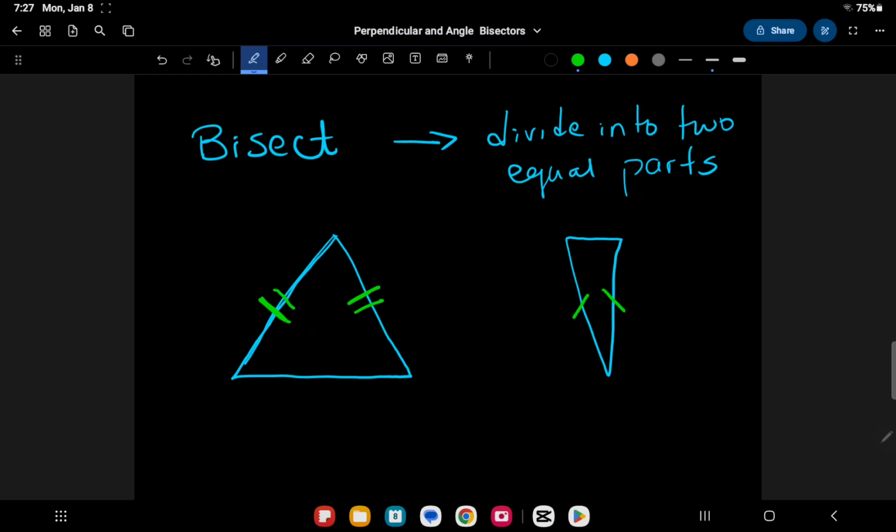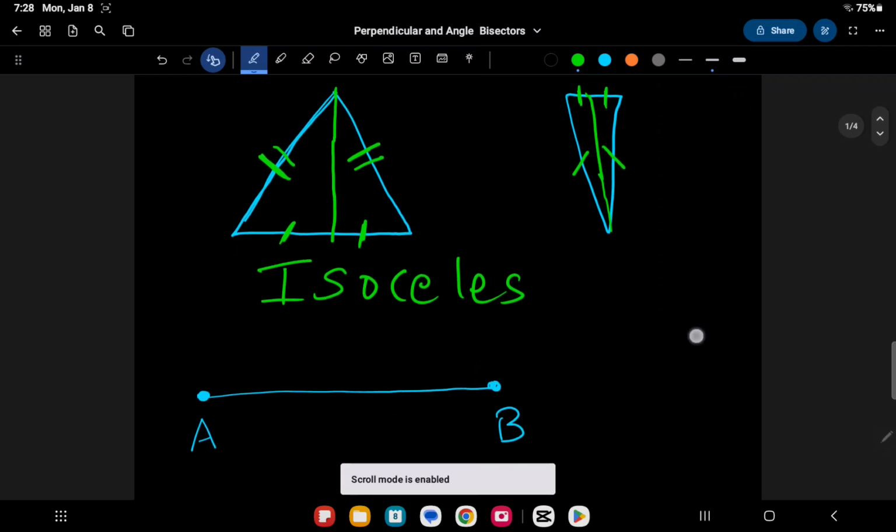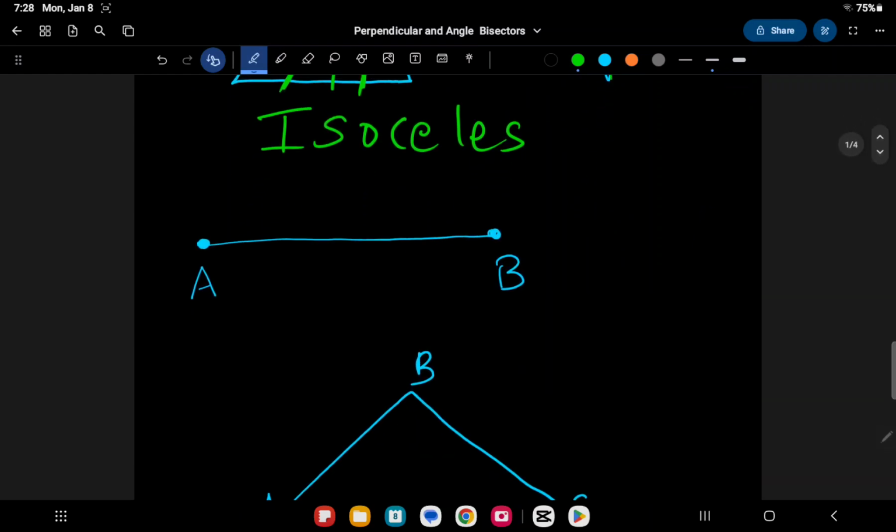All right, so usually we can bisect an isosceles triangle. Let me write that word, isosceles triangle, because the two sides are equal. So if I have a bisector here, then I expect that this side will be equal to this side. Again, if I put a line here, then this side will be equal to this side. The triangles are not drawn to scale, so it will not look equal.